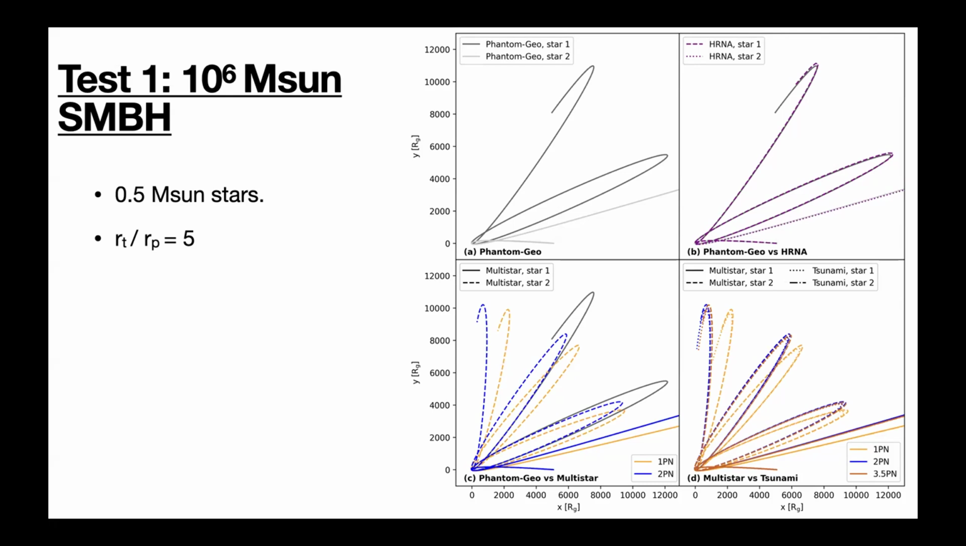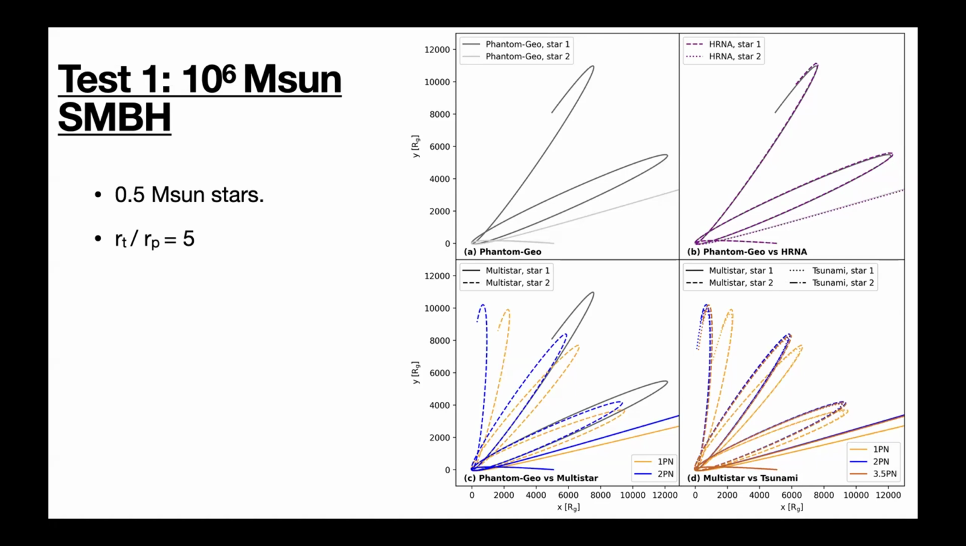In the first panel, we just show the model that we run in the Phantom Geo code. We can see that star one gets unbound, gets bound, and star two gets unbound. All these simulations are being run for 1 year in these results. The second panel shows the comparison with the other GR code, which has a Newtonian perturbation, and we can see that they match pretty well with a difference of about 1%.